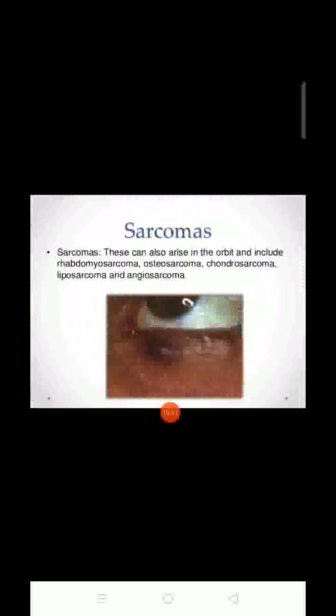Next, what are the sarcomas? Sarcomas can also arise in the orbit. Okay, they arise in the orbit and include rhabdomyosarcoma, osteosarcoma, chondrosarcoma, liposarcoma, and angiosarcoma. These are the sarcomas of the orbit.